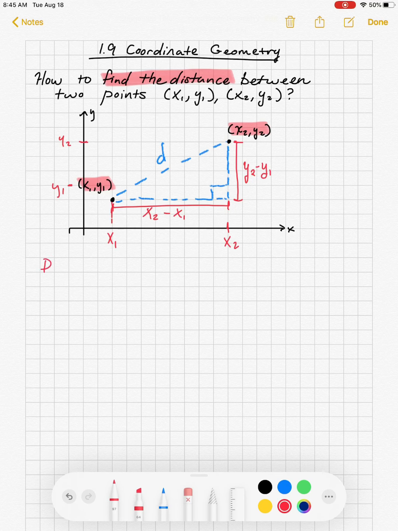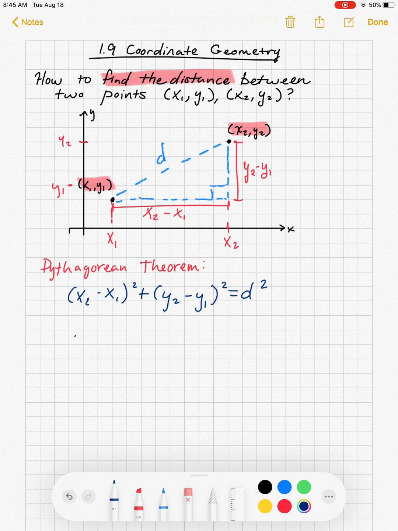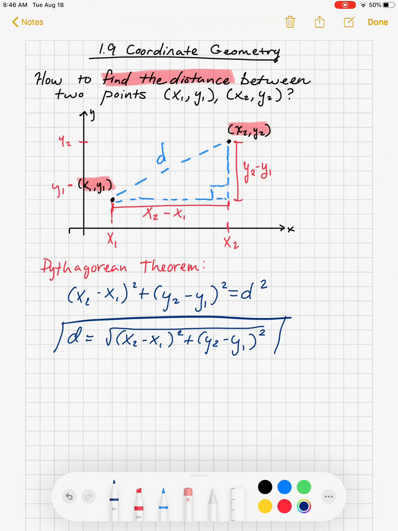So by the Pythagorean theorem, wouldn't it have to be true then that x2 minus x1 squared plus y2 minus y1 squared is the distance squared? So the distance formula just looks like this, but it's really just an application of the Pythagorean theorem. Okay, so this is the formula I would use when I'm interested in finding the distance between 2 points.